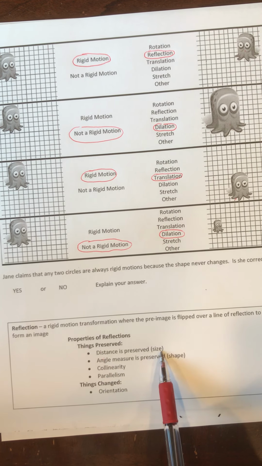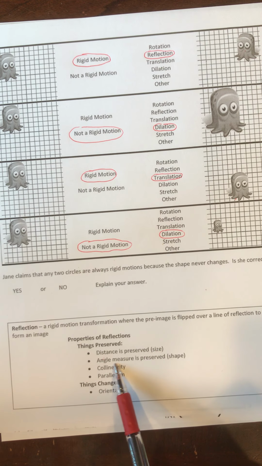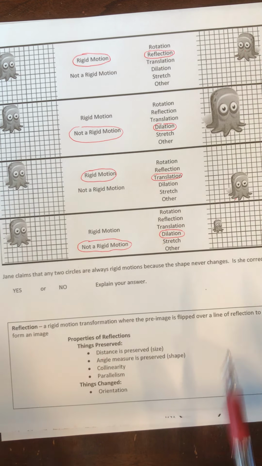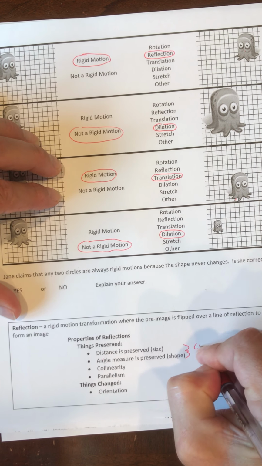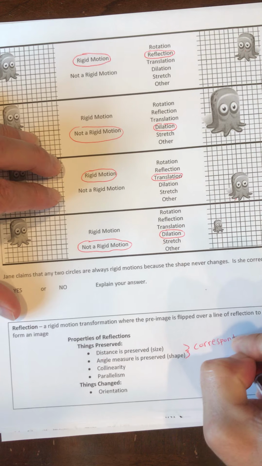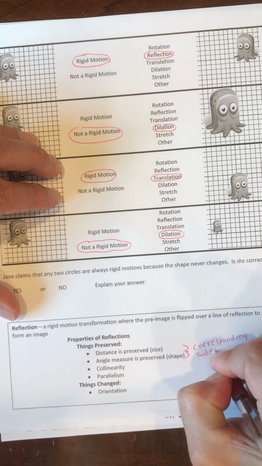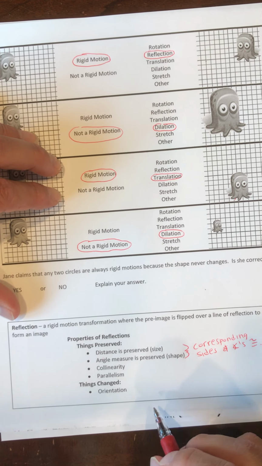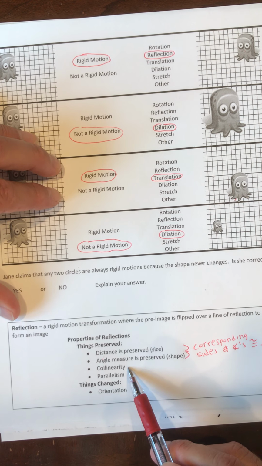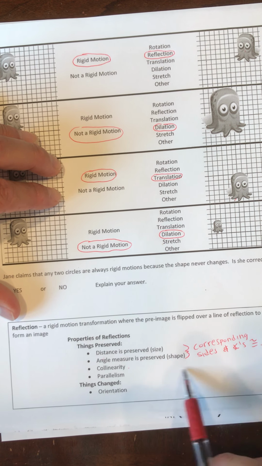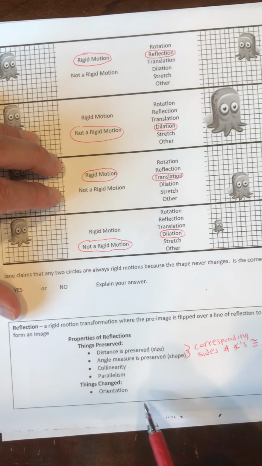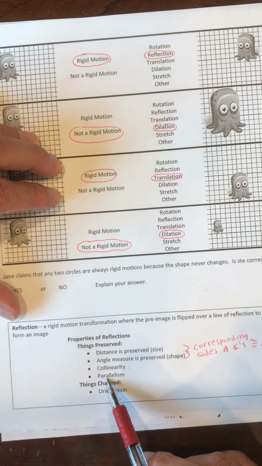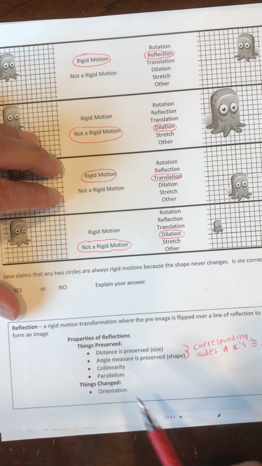So the sides that correspond on one shape are the same size as the ones on the other. The angle measures are going to be preserved. So basically what this means is corresponding sides and angles are congruent. They're equal. Collinearity is going to stay the same. So if points are on a line, they're going to stay on a line in the other one. And if two sides are parallel, they're going to remain parallel.